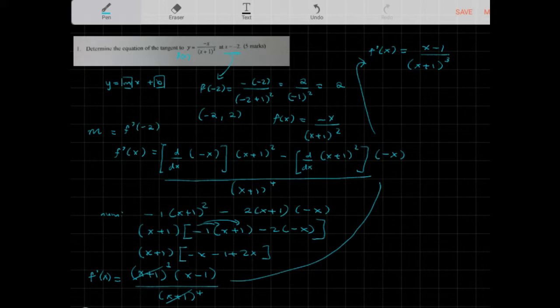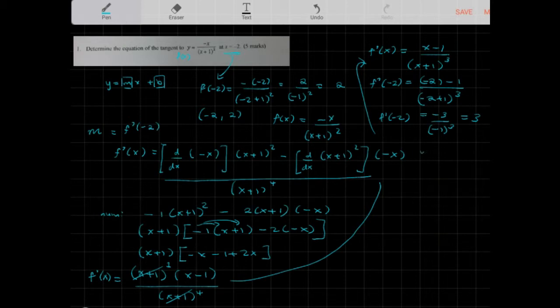Okay, so you want to find the slope at this point. So I'm going to do f'(-2). So f'(-2) is (-2-1) over (-2+1)^3, which is -3 over (-1)^3, which is positive 3. Okay, so f'(-2) is positive 3.